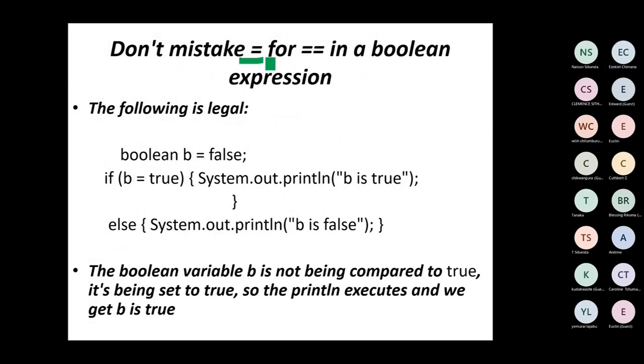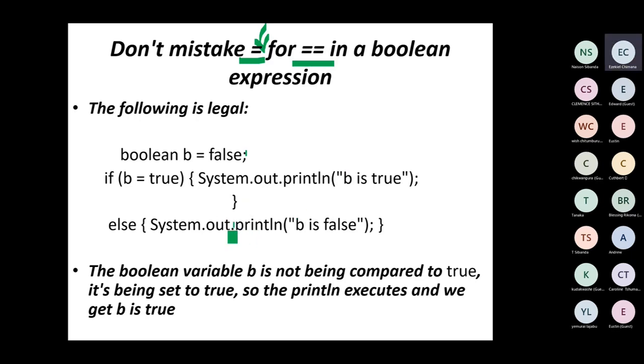Don't mistake this one for this in a Boolean expression. Why are we saying so? This sign, you can use it for a Boolean expression only if you want to compare. It is legal to use this sign to compare, but only for Boolean expressions. So you use it for Boolean variables. The following is legal. Here, if you declare your Boolean variable b and assign it false, you can also compare if Boolean b is true or false, and then you do what you want to do here.